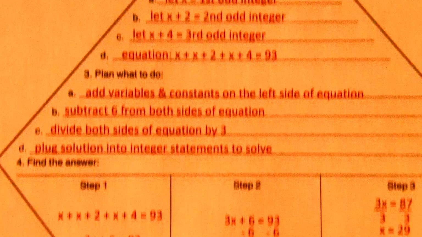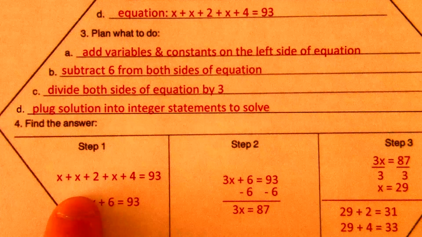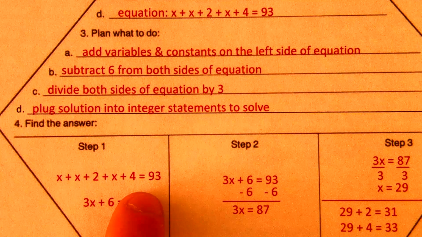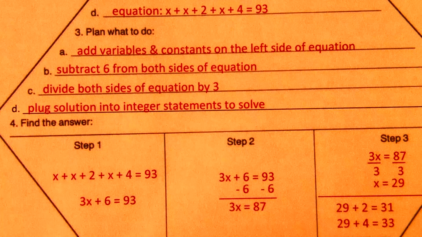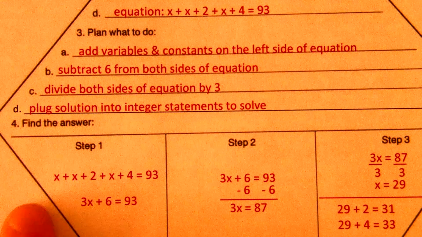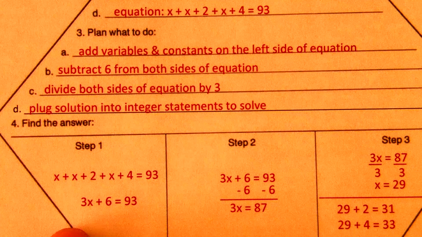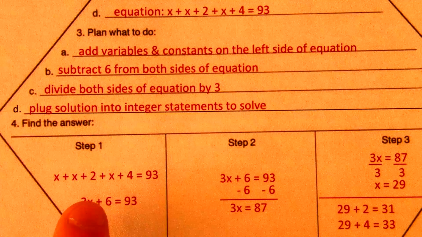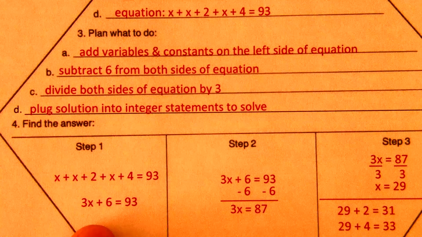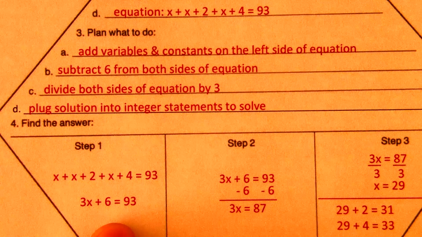So jumping down to step number 1, all I did was write down what our original equation was, and then like we said in step A, we're just going to combine our variables and our constants, right? So looking here, let's see what we have. 1, 2, 3 x's. So we have 3x, and then we have 2 plus 4, which is 6. And all of that equals 93. So we're done with step number 1.